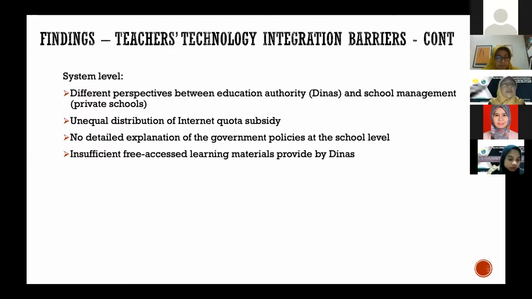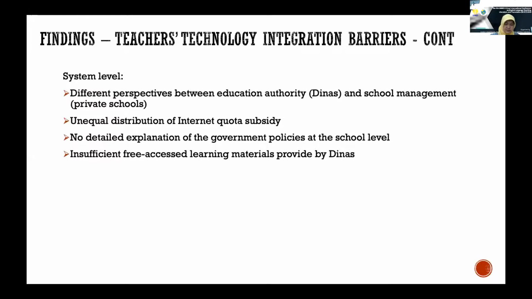Okay, and then to solve it at the system level, I can summarize here that there seem to be different perspectives between the education authorities, Dinas, in this case Dinas Provinsi, Dinas Pendidikan Kota, Kabupaten, and the school management, especially for the private schools, in coping with the full online learning. And then there is unequal distribution of the internet quota subsidy.